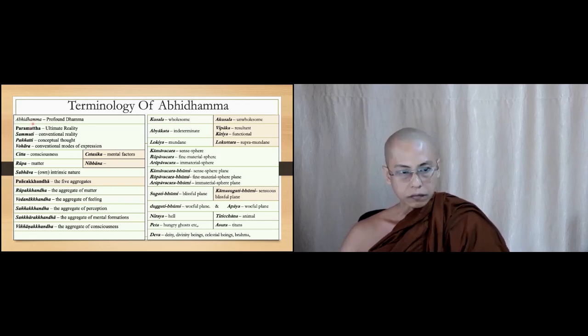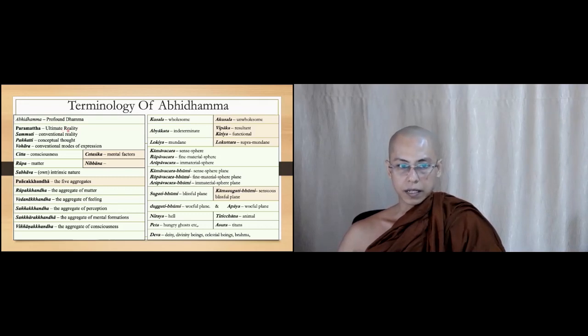Okay, starting from the word Abhidhamma. We already discussed these terms in lesson 1. Abhidhamma is a profound Dhamma. Compared to the Sutta teaching, this is a profound Dhamma. That's why the word Abhidhamma is translated as profound Dhamma. And then when we studied the two truths, Paramattha and Sammuti were already met.